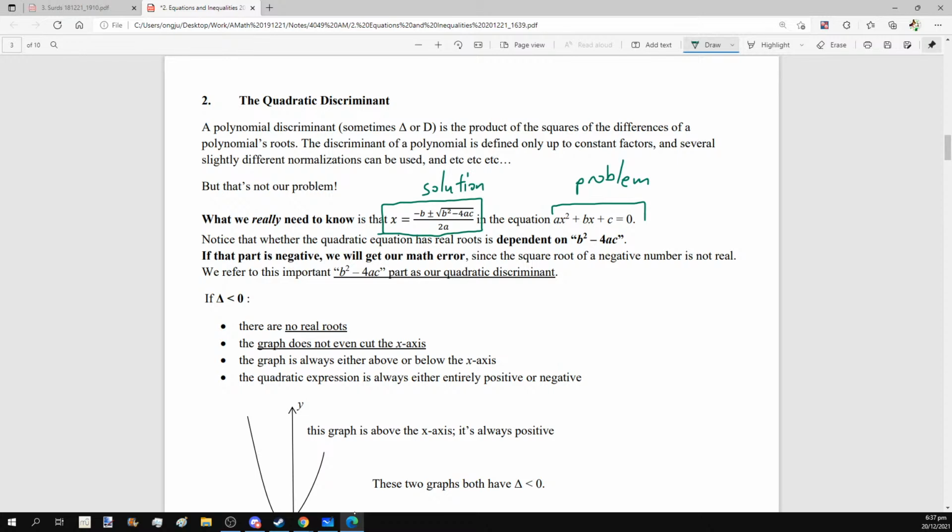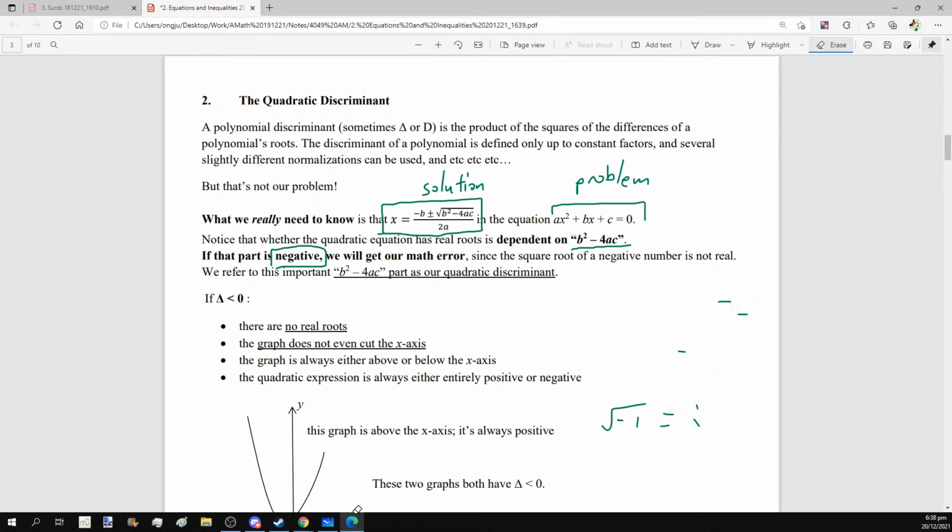Always tells us the answer. And over here, we notice that the most important part is actually b squared minus 4ac. Because if it is negative, we're going to get the square root of a negative number, and this is going to give us an error in the calculator. For those of you who are in the know, the square root of -1 is actually imaginary, right? Which means that you will end up with a complex answer.